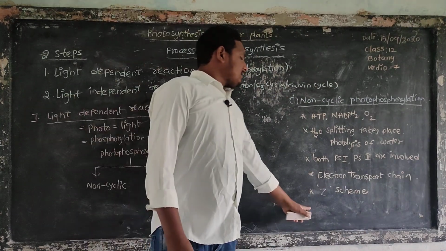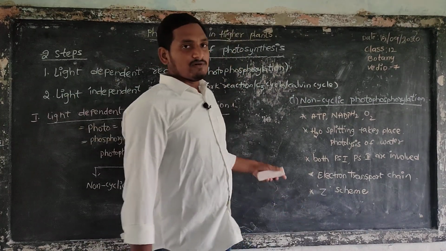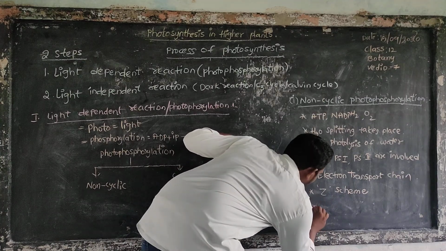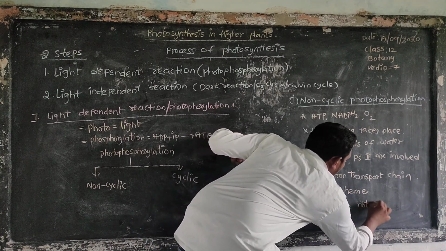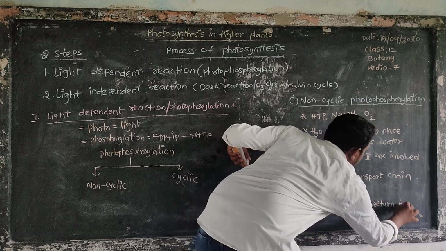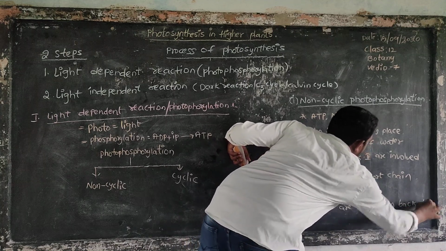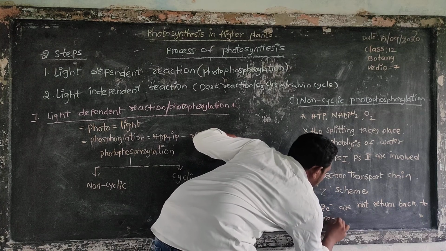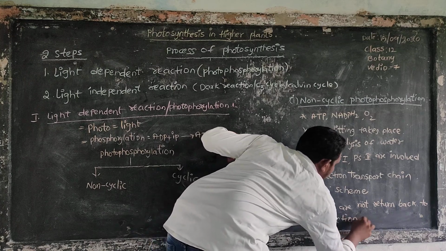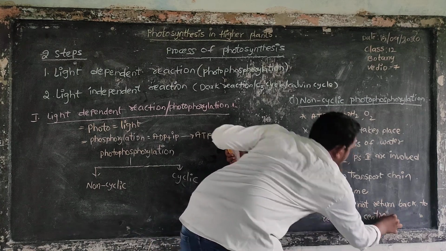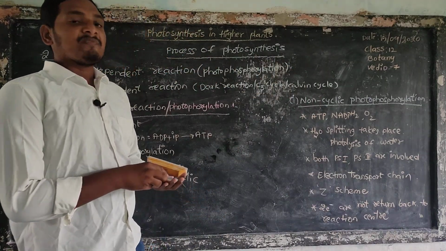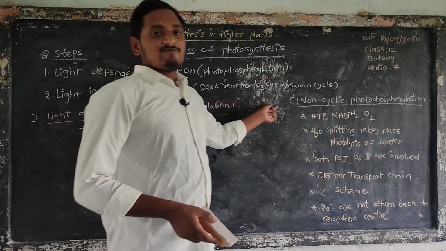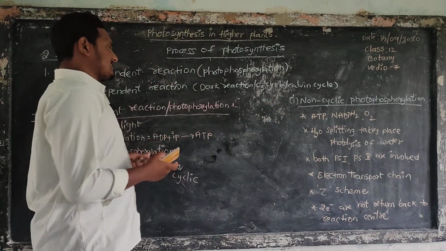And the pair of electrons is not returned back to the reaction center chlorophyll. So, the pair of electrons are not returned back to the reaction center. This is non-cyclic photophosphorylation.